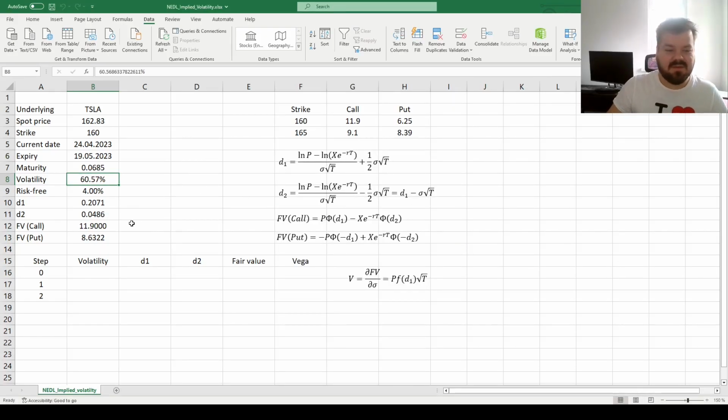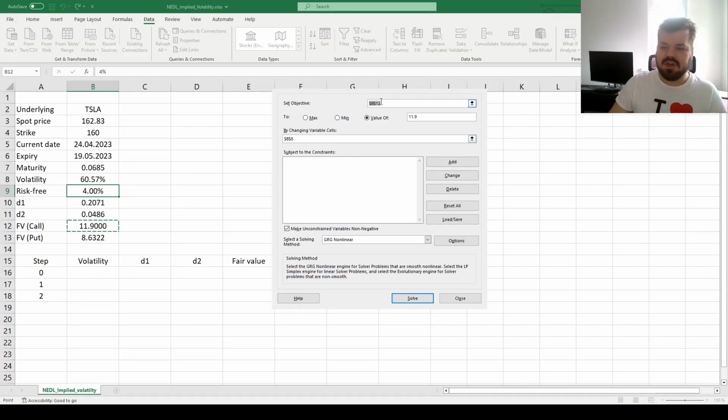And the only thing that's left to do is to press solve. And then we see that, first of all, the fair value of the call converges directly to 11.9, which is the market price, and volatility goes up to 60.57%, which is a spectacularly high level of volatility, Tesla being a notoriously volatile stock. If we would like to do it based on the put option, we can click solve once again, change our objective cell, which will be now the fair value of the put, and input the value of the market price of the put, which is 6.25.